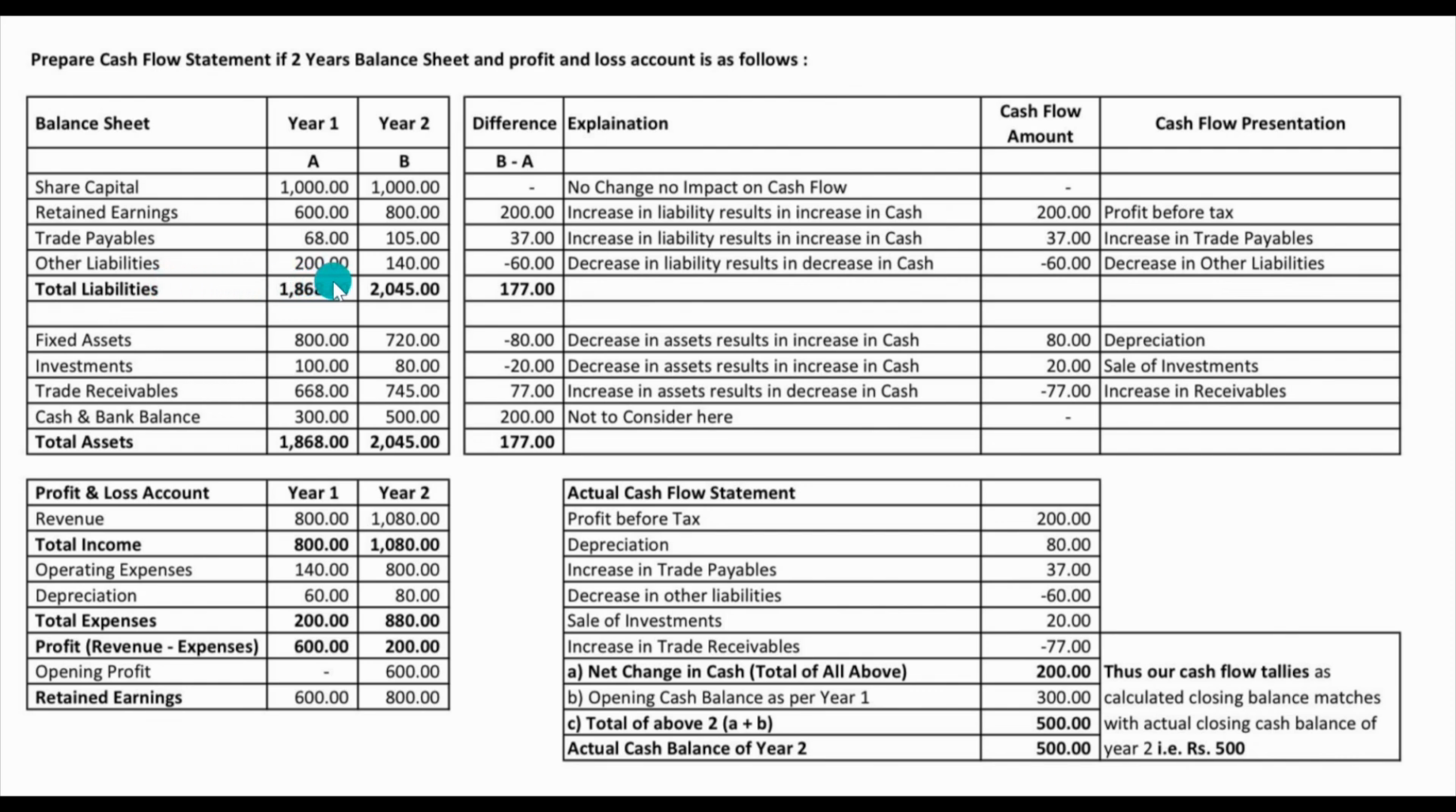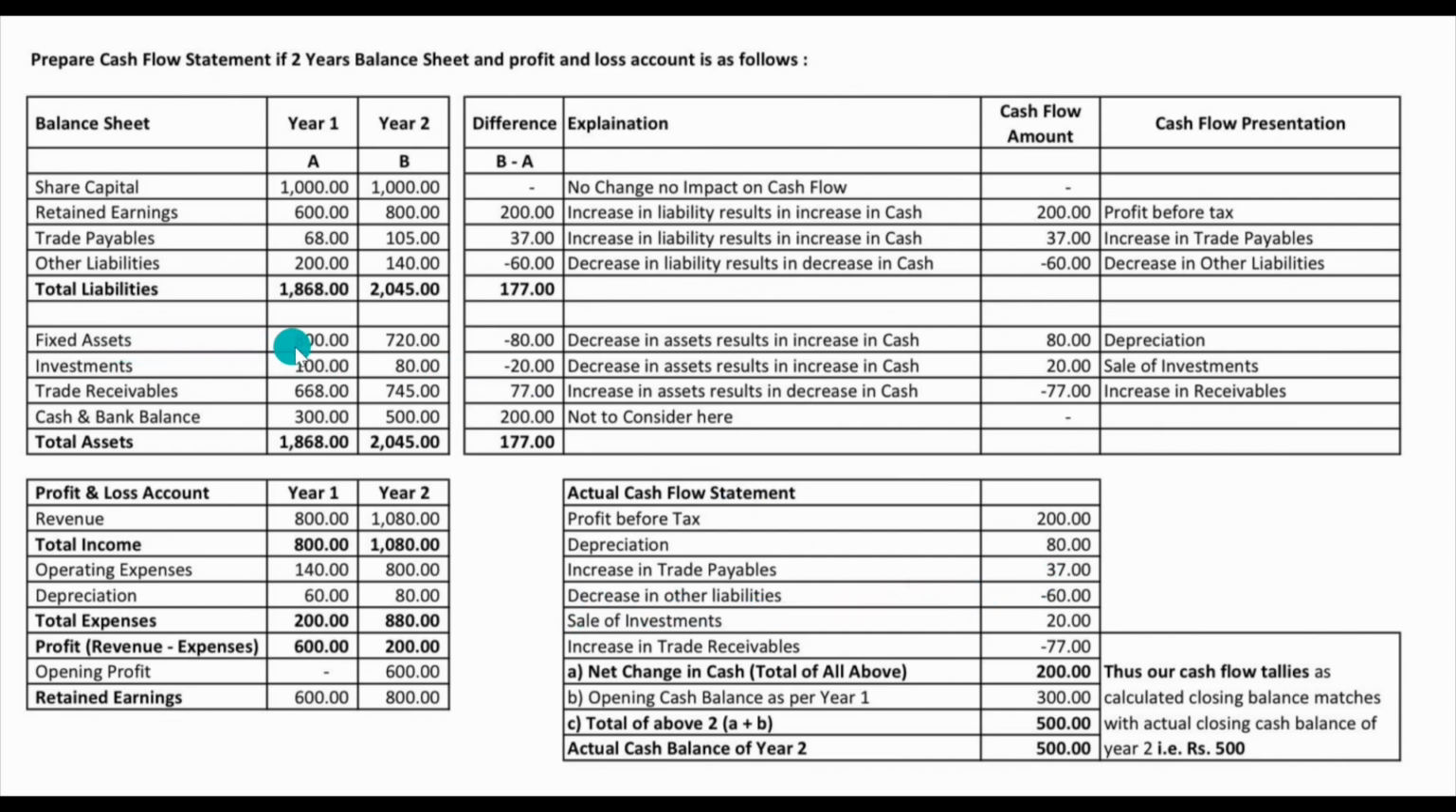Other liability: from 200 it goes to 140, that is minus 60. So a decrease in liability results in a decrease in cash to tally the balance sheet. So decrease in cash, that's why minus 60, and the explanation is decrease in other liabilities. So minus 60 you can write here, which is decrease in other liabilities.